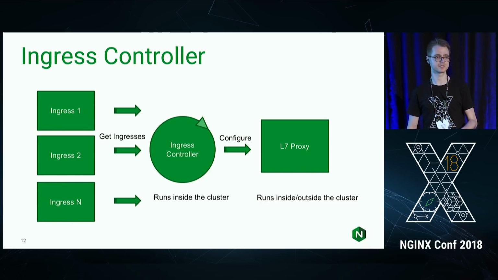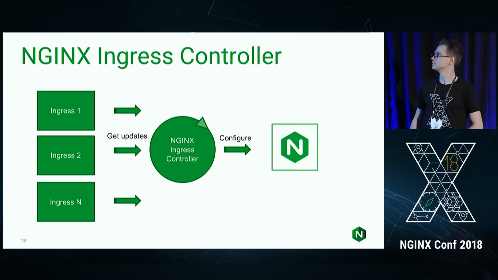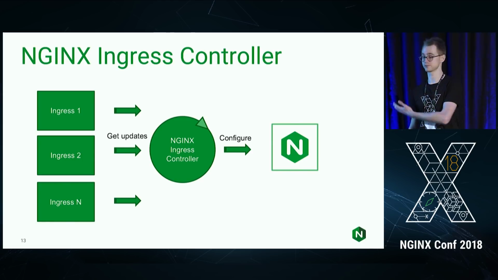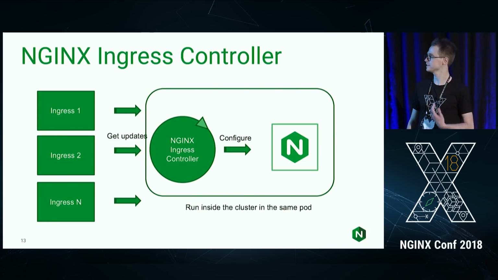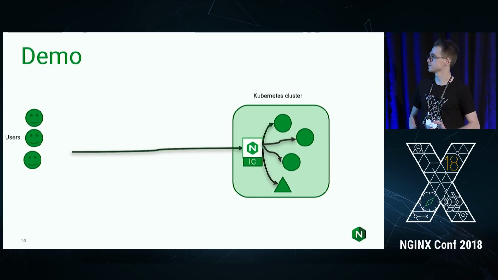The Ingress Controller typically runs inside the cluster, while the proxy can run either inside or outside of the cluster. So, NGINX Ingress Controller configures NGINX. In this case, it runs inside the cluster in the same pod as NGINX, and actually in the same container. So with this introduction, let's see a demo of the NGINX Ingress Controller in action.